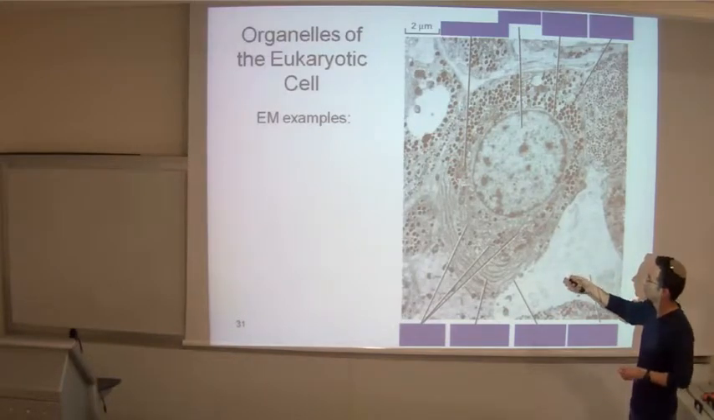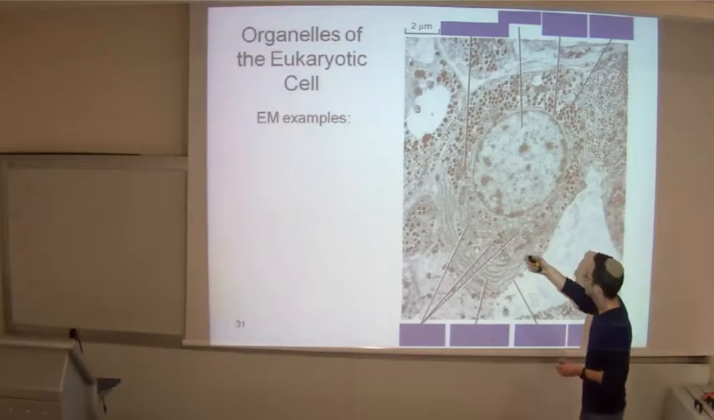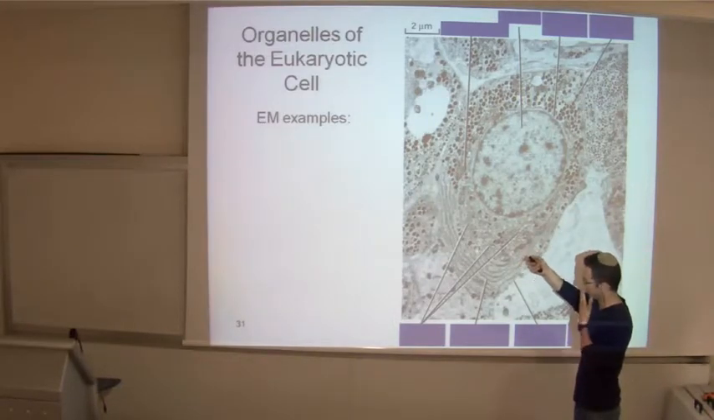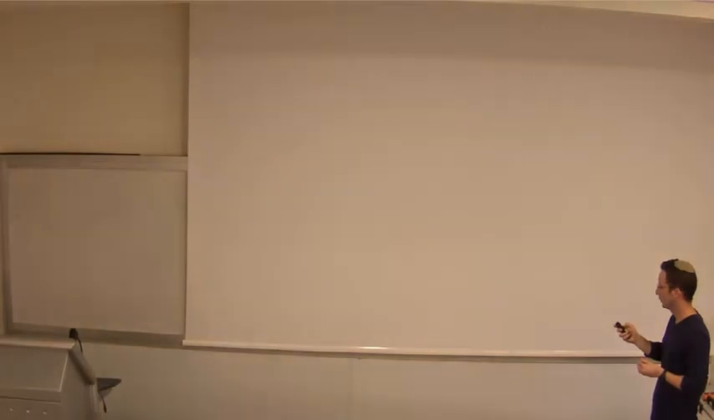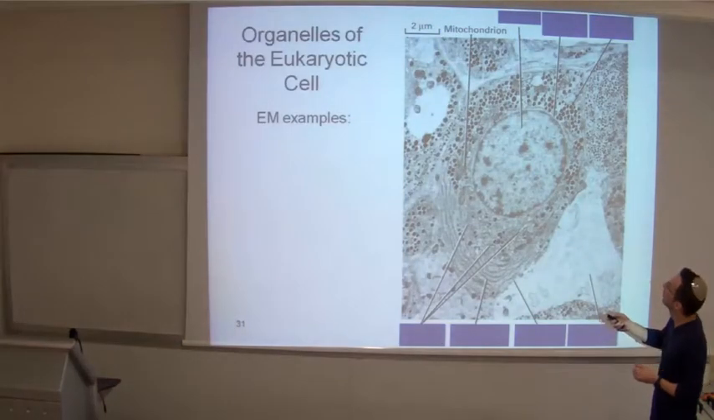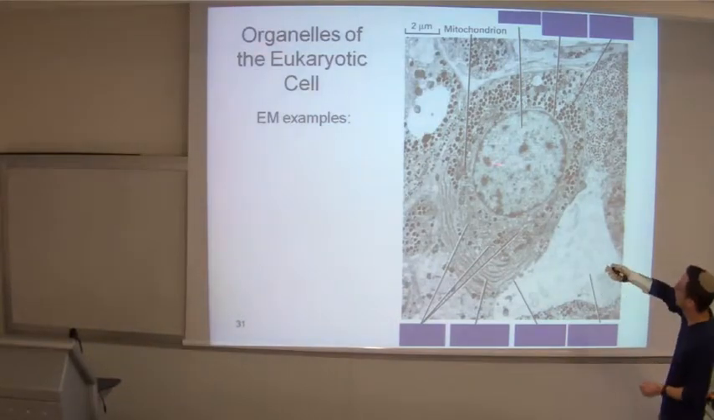So, anyone? What's this? Sorry? Mitochondria, right. So you see the foldings, the inner matrix of the mitochondria is folded on itself. That was the next thing. Okay, mitochondria. We'll see another example of mitochondria later.